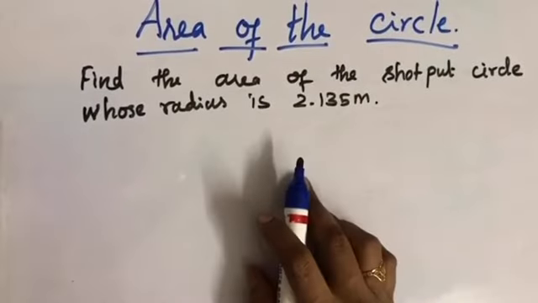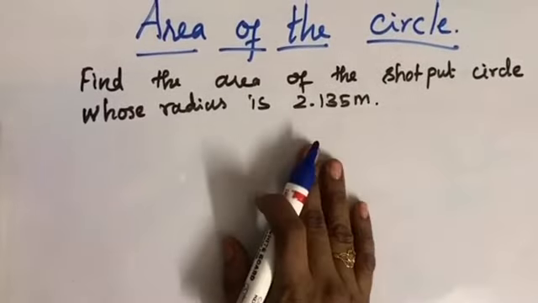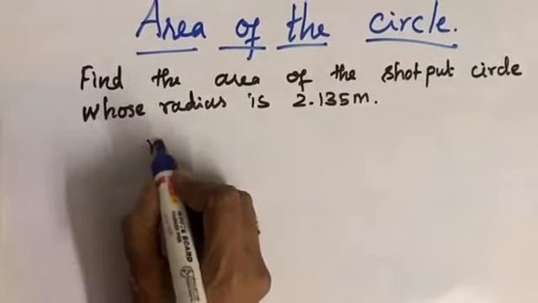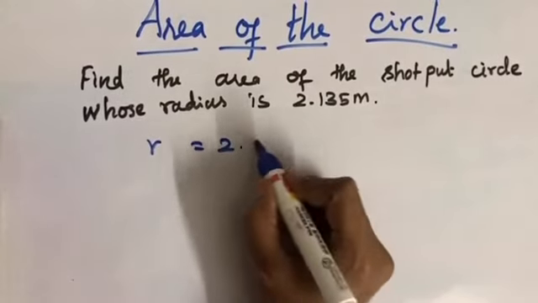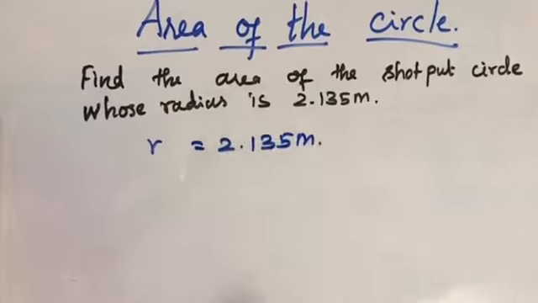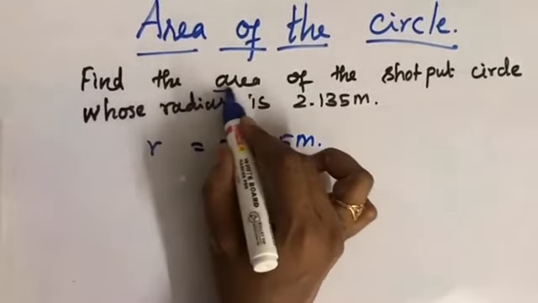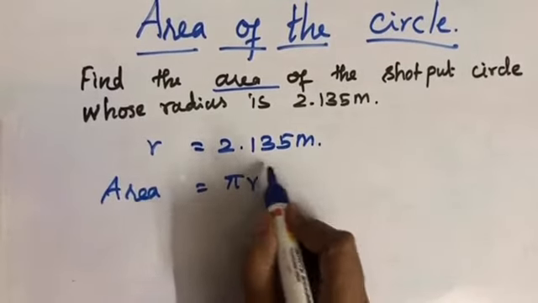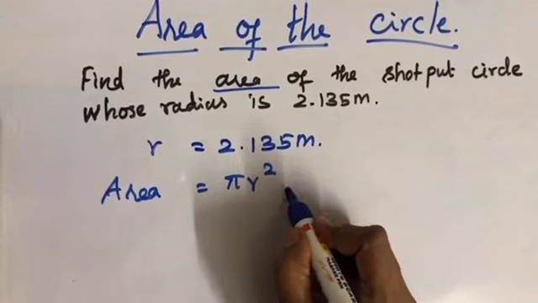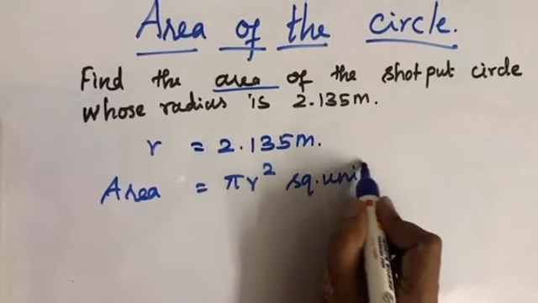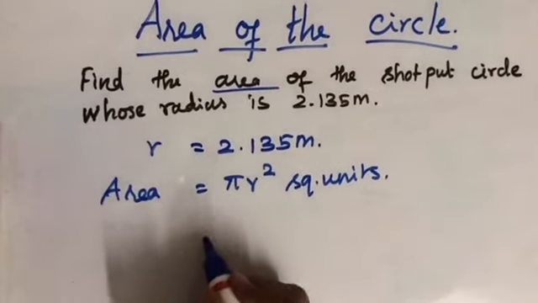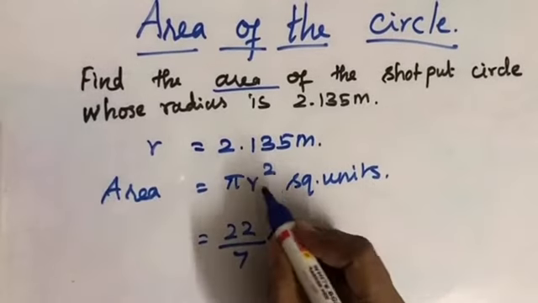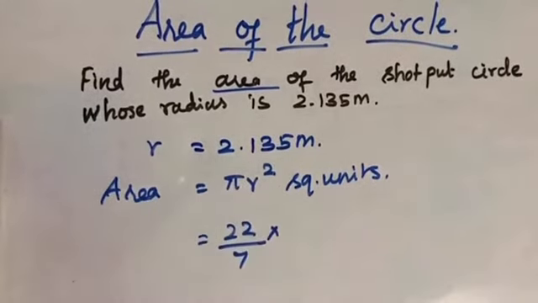Find the area of the shot put circle whose radius is 2.135 meters. So, radius of the shot put circle is given and it is 2.135 meter. What we have to find? We have to find the area. So, area is equal to pi r square, square units. Okay. What is pi? Pi is 22 by 7 into r square. So, 2 times we have to multiply r.